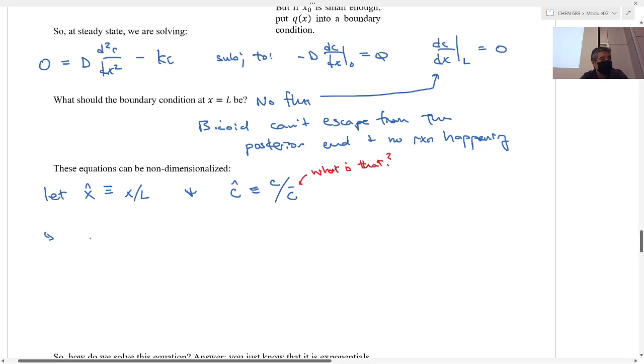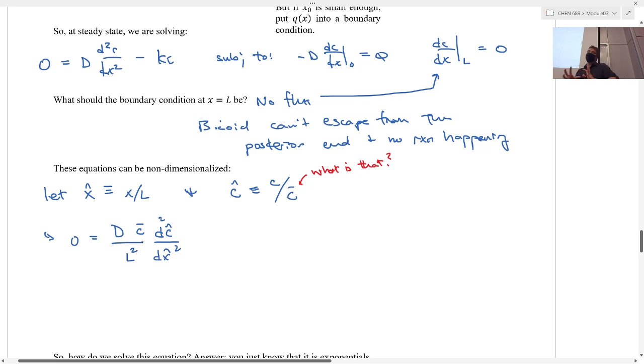These transformations give us the following: 0 is equal to our diffusion term, which is D times d squared c dx squared, but c is c hat times c bar. I said dc dt, I meant dc dx. And it's not x, it's x hat times L. And that's squared, it's a second derivative. So x squared means L squared.